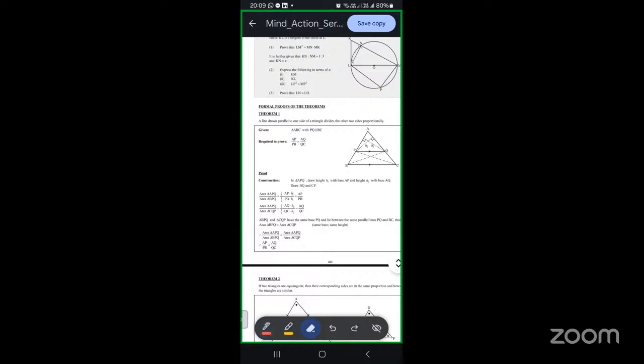Now we are here. We are going to first focus on this side as the basis of the triangles that we are going to use. For the numerator, we take this triangle APQ, as they did. And what's the formula for the area of triangle APQ?